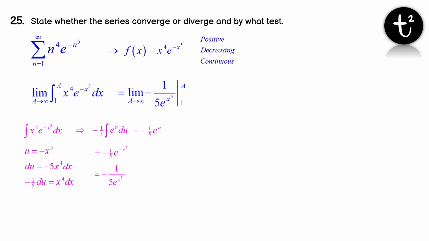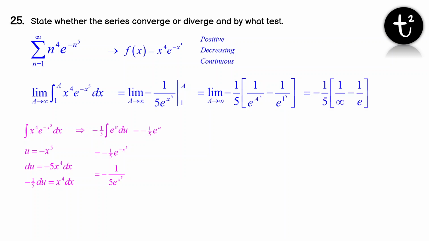The fundamental theorem of calculus says plug in top minus plug in bottom. And note that the coefficient -1/5, I'm just going to leave that on the outside. That is going to make my calculation just a little bit easier. All right, so if we go ahead and evaluate the limit, a is equal to infinity, we see that the term 1 over e to the a to the 5th will go to 0. 1 over infinity goes to 0. And so we have -1/5 times -1 over e, which gives +1 over 5e.